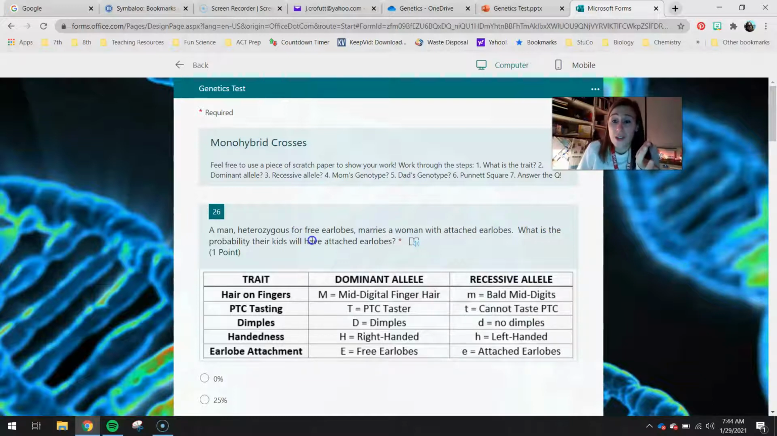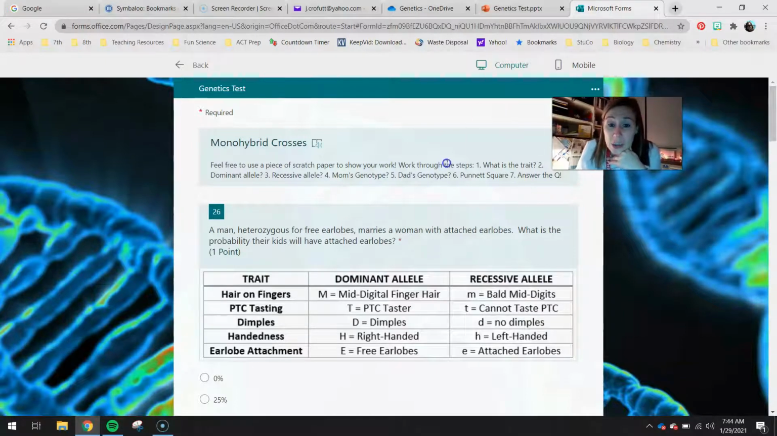For these, notice that there isn't a place for you to draw or show your work or do a Punnett square. So feel free to grab a piece of notebook paper to do this. And don't forget to work through those steps. I'm not asking you to answer each of these steps for credit on the test. I'm just asking you the final question.